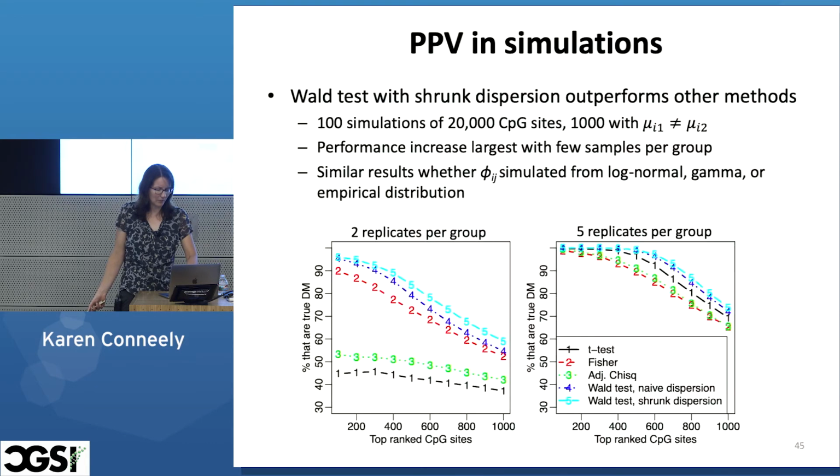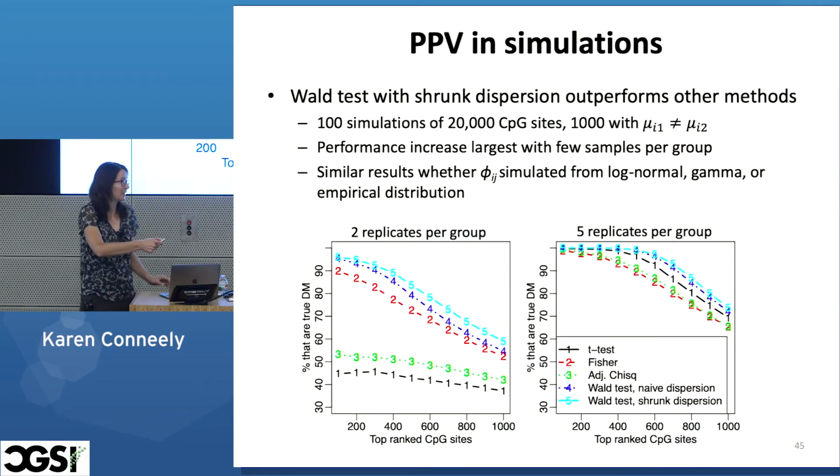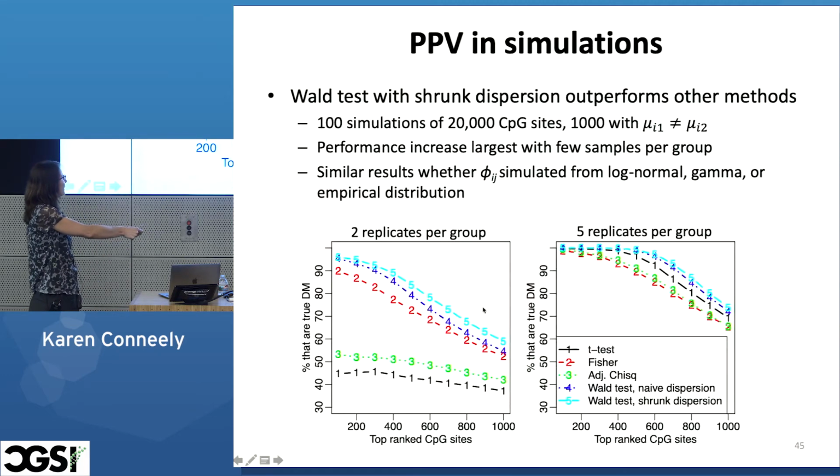And so I'll just jump ahead to the results. Using this approach, the light blue is our full Bayesian hierarchical model with the shrinkage. The dark blue is without the shrinkage. You can see the shrinkage makes it do slightly better. Compared to certain naive approaches we discussed earlier, it definitely does better in terms of the PPV. Interestingly, the difference is large if you have only 2 replicates per group, and it starts to shrink if you have as much as 5 replicates per group.